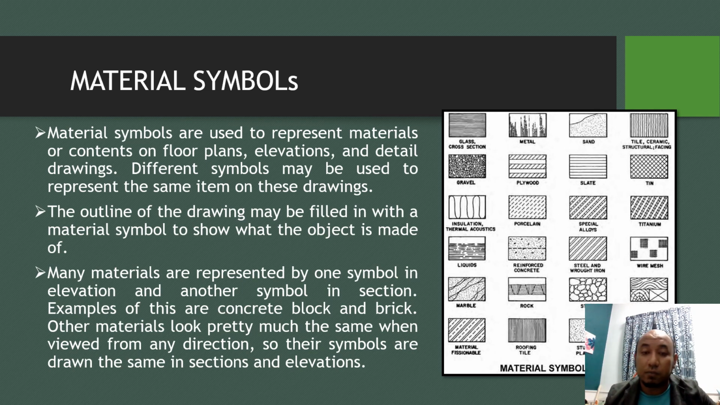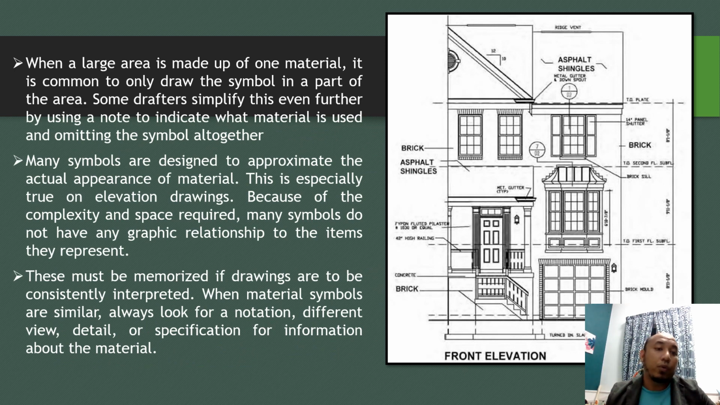So what is the roof symbol? The roof tile symbol. Alright, when a large area is made up of one material, it is common to only draw the symbol in a part of the area. Some drafters simplify this even further by using a note to indicate what material is used and omitting the symbol altogether. Alright, here it says concrete. Here it says brick.